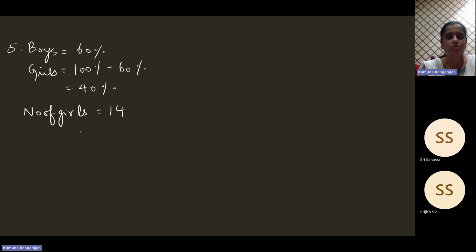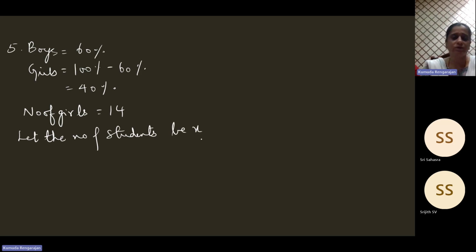And we have to find the number of students in the class. So we have to construct an equation to find the number of students in the class. Let the number of students be x. Now the equation is: 40% of the class, 40% of x, is 14. Because as a percentage, girls equals 40%, and in number, they are 14.